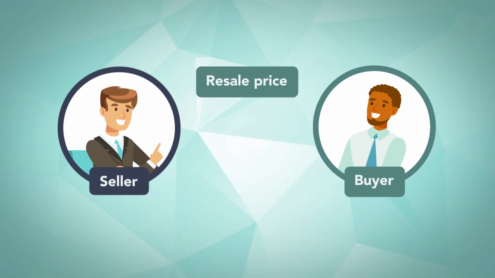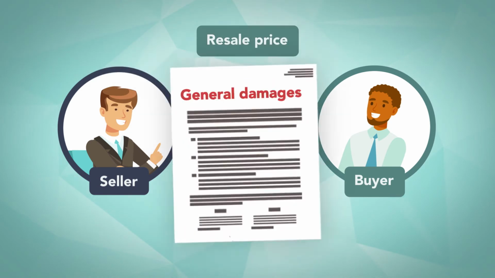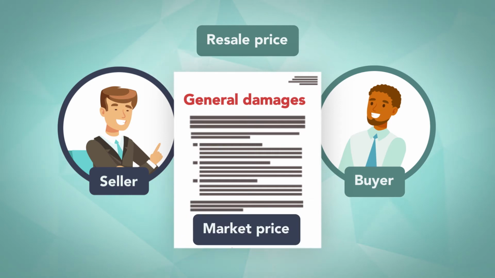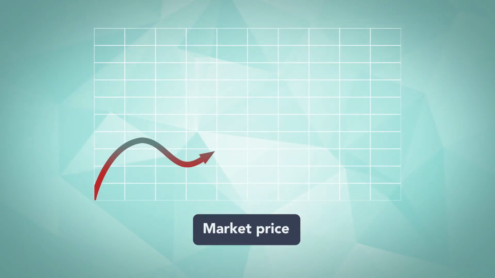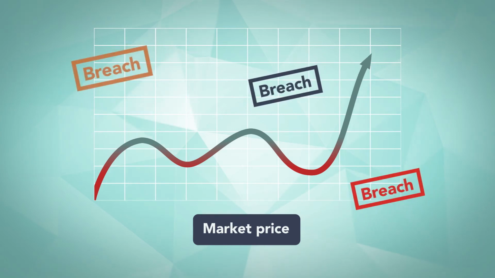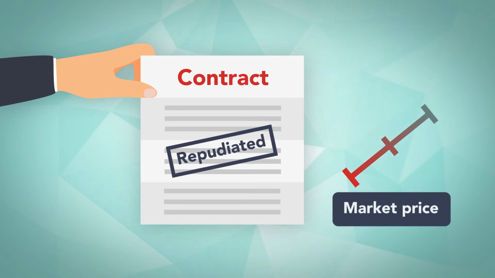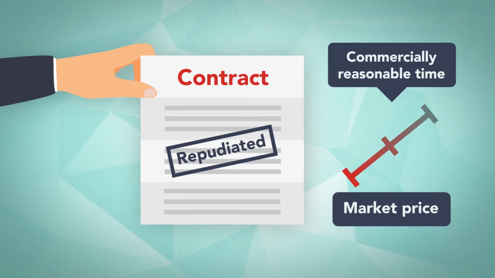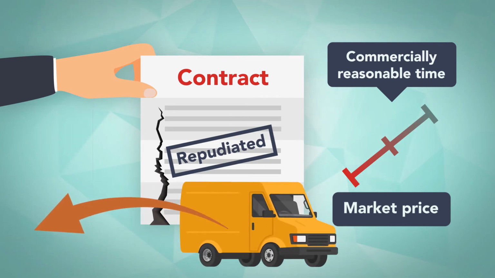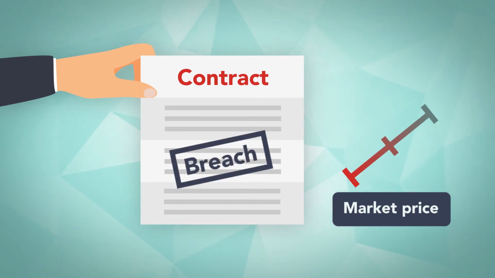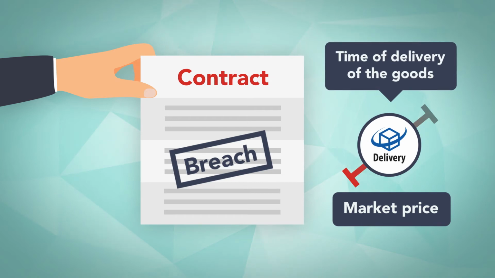Recall that as an alternative to the resale price, the seller may elect to pursue a general damages award based on the market price of the goods. The measurement of the market price may differ over time and depends on the type of buyer's breach. If the buyer repudiates the contract, then the measurement of the market price is at a commercially reasonable time after the seller learned of the buyer's breach, but before the time of the delivery of the goods. If the buyer has not repudiated the contract but has committed a breach in some other way, then the measurement of the market price is at the time of delivery of the goods.